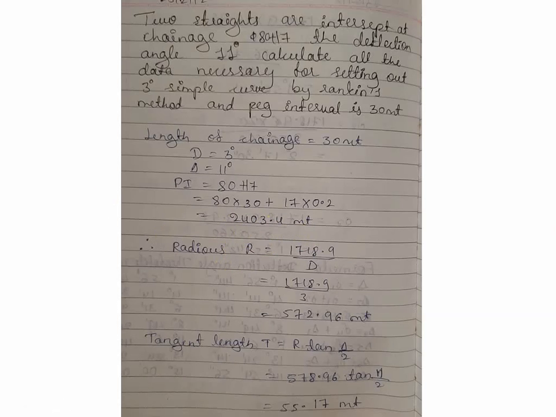Okay, so radius of curve. I have explained this in the beginning of curves module, the relation between radius of curve and degree of curve. The formula is given for a 30 meter chain. To find out the radius of curve you need to use the formula 1718.9 by D, where D is the degree of curve. For a 30 meter chain you can use this formula directly. Applying the value, degree of curve is 3 degrees, you will get the radius of curve as 572.96 meter.